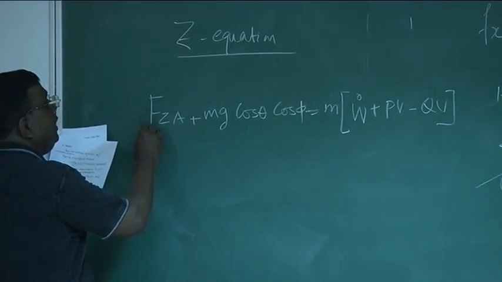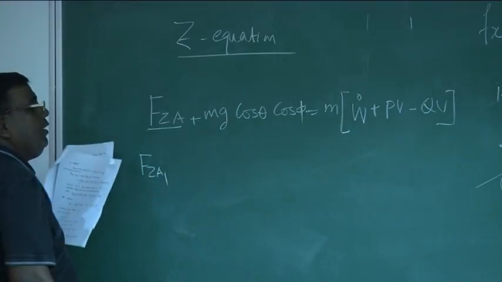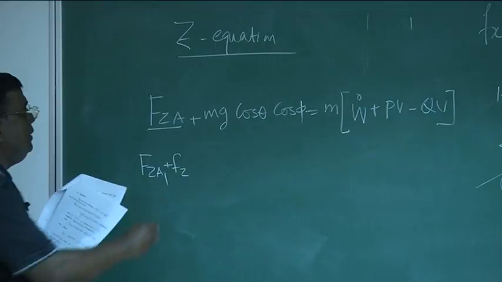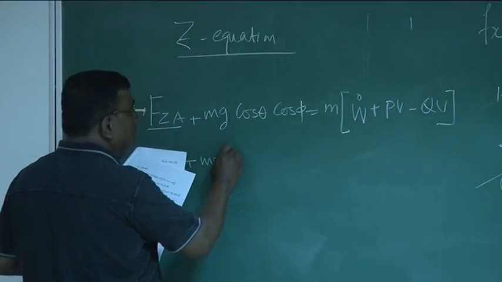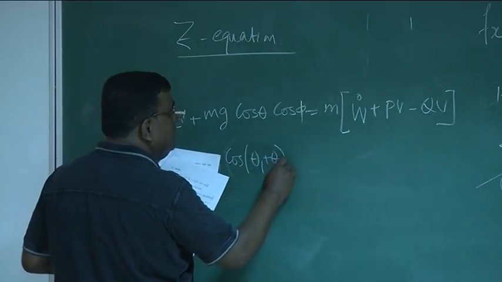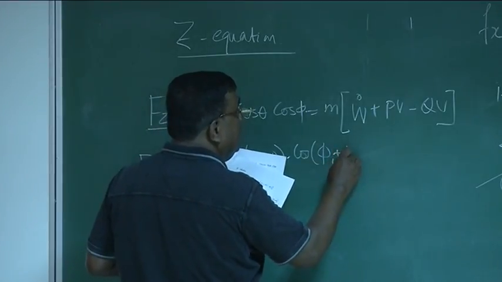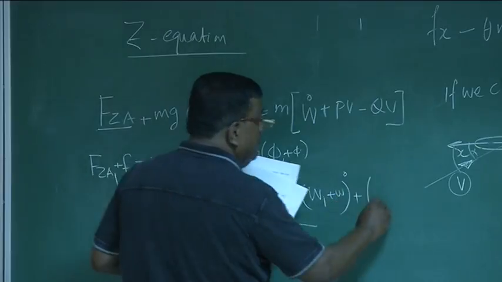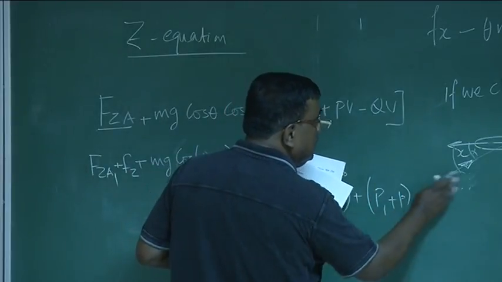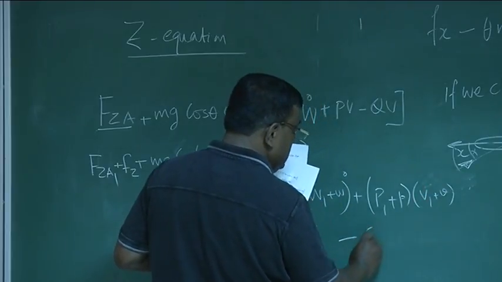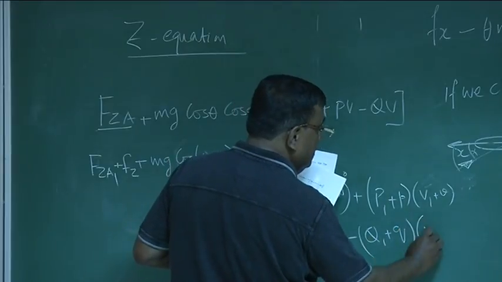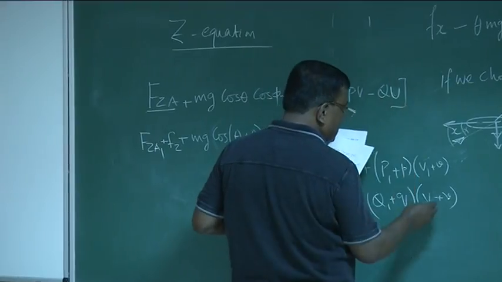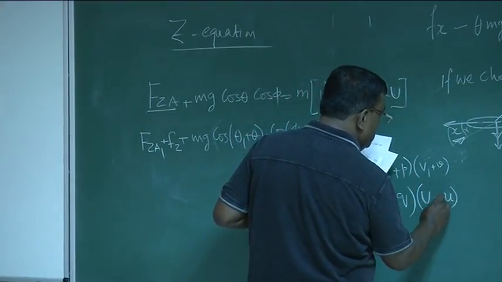So how do I introduce perturbation? For F_ZA, what I write? F_ZA1, that is aerodynamic force acting along z direction at steady state, that is 1, plus because of perturbation there is a force Fz. Similarly for mg, here it is cos of theta 1, that is steady state plus perturbed theta, into cos of phi 1 plus phi is equal to m into w1 plus small w dot plus p1 plus small p, into v1 plus small v, minus q1 plus small q into u1 plus small u. Please understand this is not v, sorry, this is u. Okay, very boring.